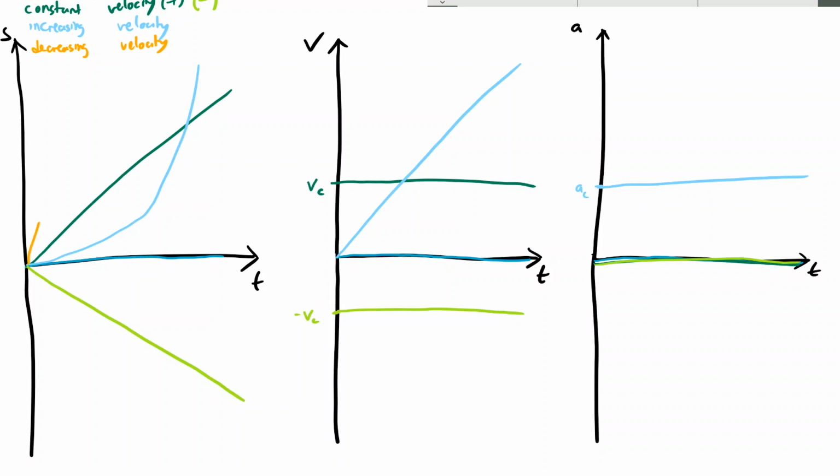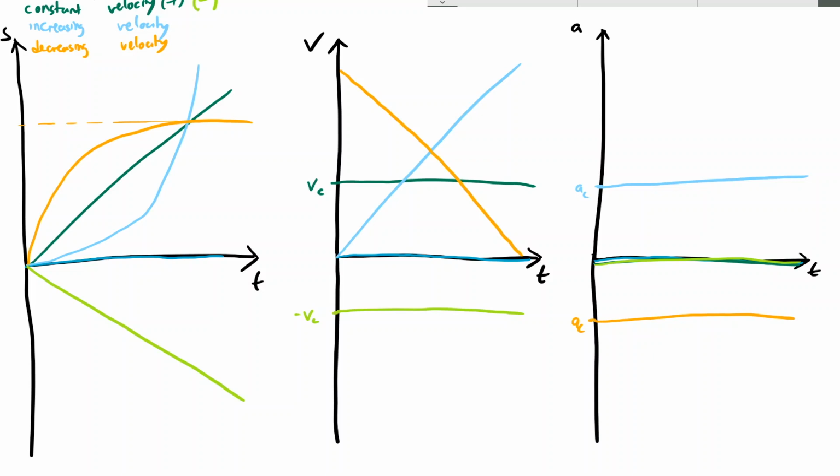Decreasing velocity will look like this. Okay? And the velocity is decreasing, so it goes from a certain point down to 0. The 0 point here is when the gradient reaches 0. At this point, it's a straight line, so it reaches 0. Right? And the acceleration would be a constant here, negative acceleration.